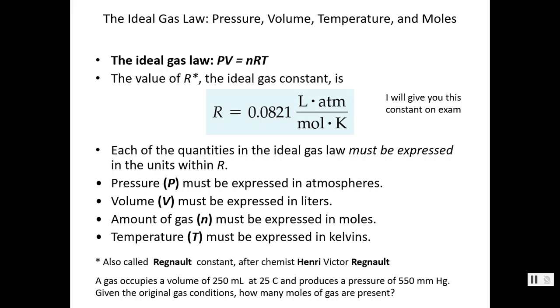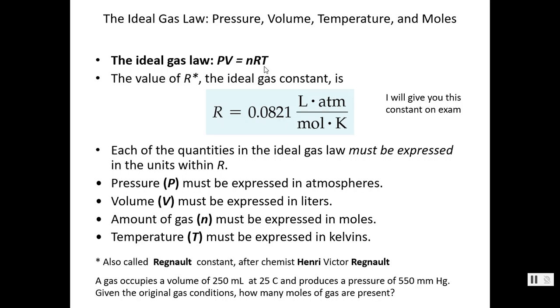Welcome back. So in this video, we are going to talk through an example problem that makes use of the ideal gas law. So the ideal gas law, PV equals nRT. We introduced that in the last video.